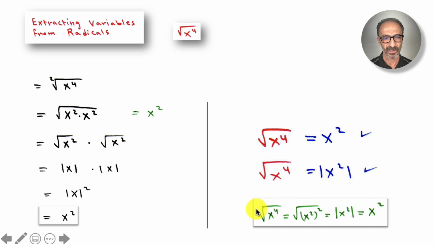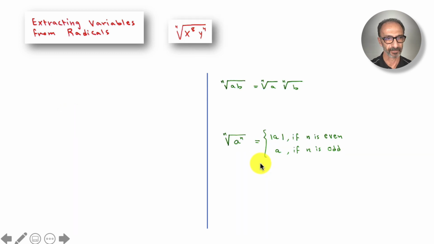So the square root of x to the 4, one way to look at it is the square root of x to the second, that term being squared. Now we're looking at 2 here and 2 here, which we could apply the formula from slide 1, and that's the absolute value of x to the second, which is just x to the second. So, that's what we need to take with us from this example.